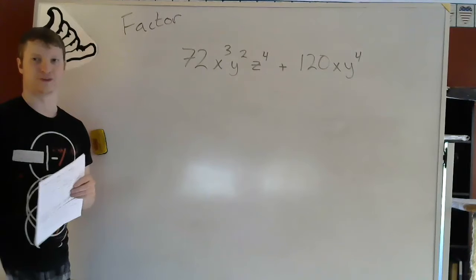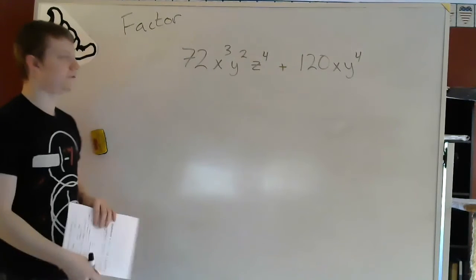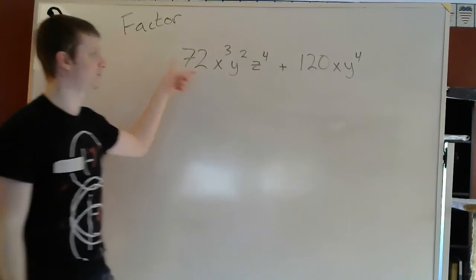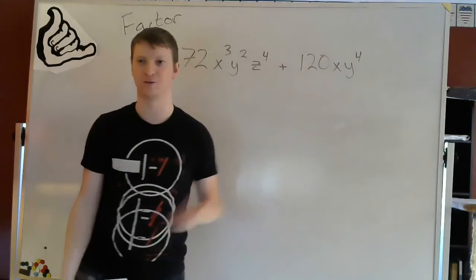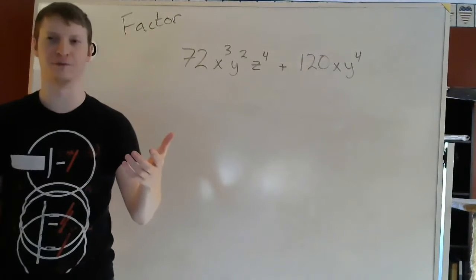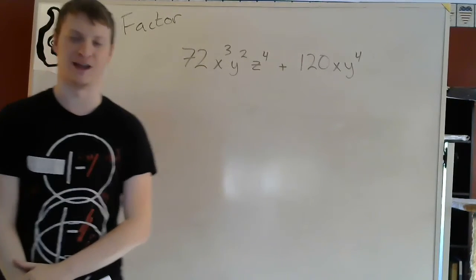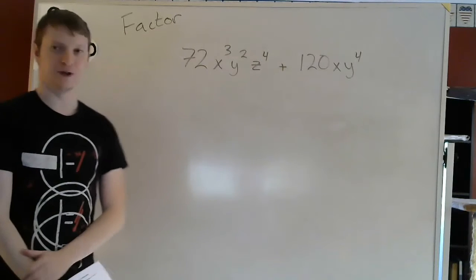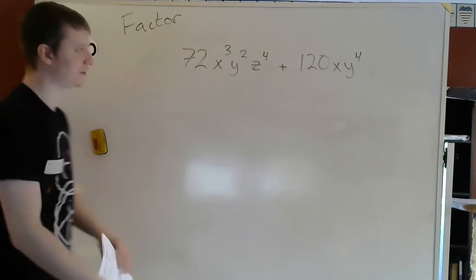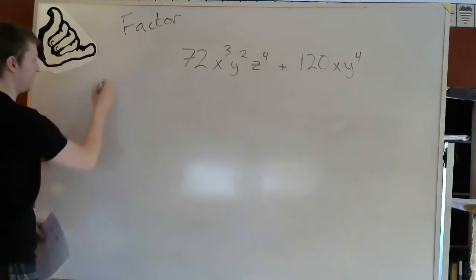Let's see what we can do with this one. Now, I have no idea what the biggest number that goes into 72 and also into 120 is. I know 2 goes into both of them, but I'm sure there's probably a bigger number than that. So to find out what number the GCF is going to be, let's make our factoring trees and see if we can figure it out.